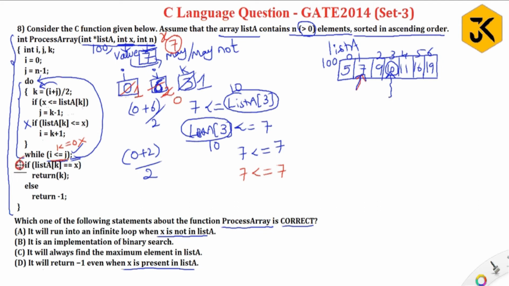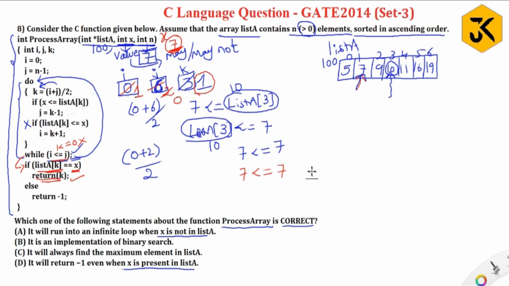It is going to execute this statement, list A of k. What is the k value? K value is 1. List A of 1 means 7. 7 double equal to 7. Yes, match. Then it is going to return k. What is k? 1. Some value it is going to return. It means I have found whatever value I want to search, the value 7 is found.